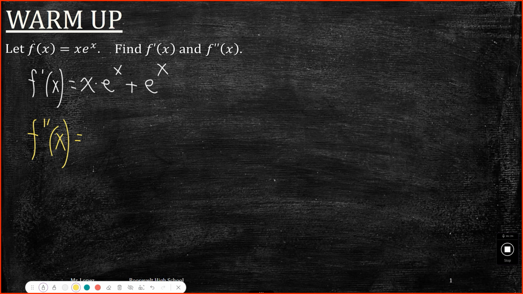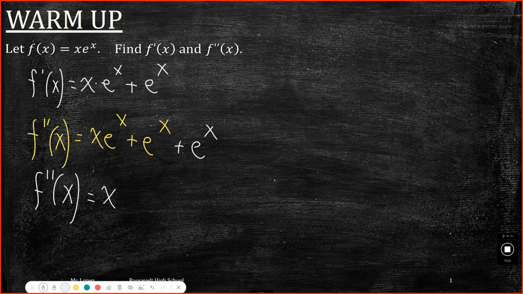It's just the same as that. x e to the power of x plus e to the power of x. And then the derivative of that is e to the x. Is this correct? f double prime of x would equal, you got 2 of these, so would it be x e to the power of x plus 2 e to the power of x? Yes or no?